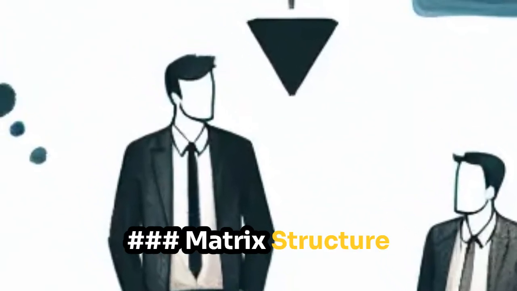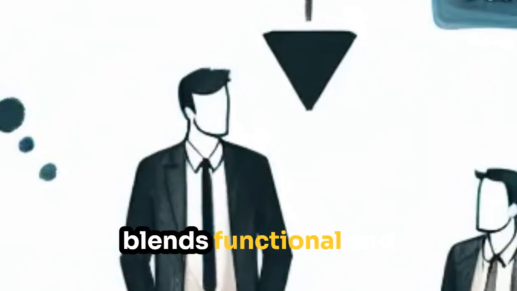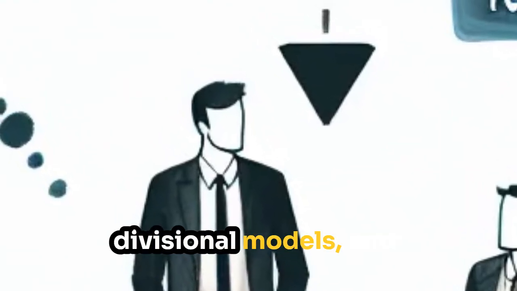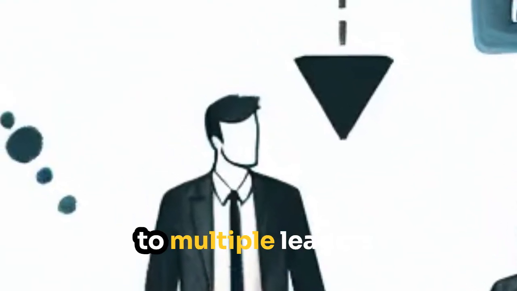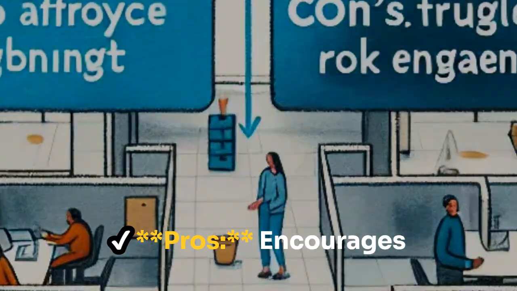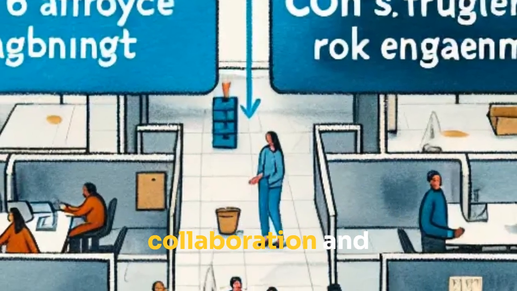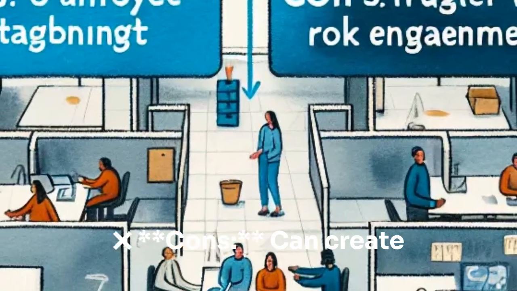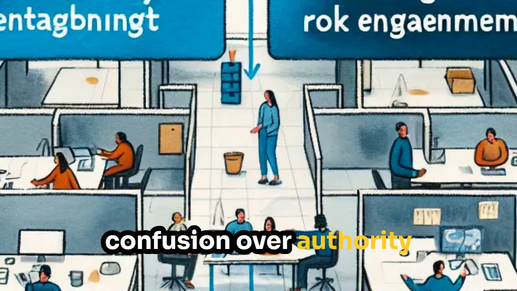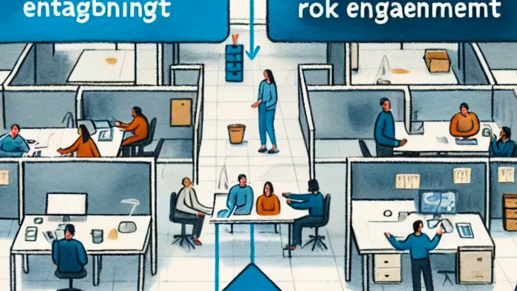Matrix structure. A matrix structure blends functional and divisional models with employees reporting to multiple leaders. Pros: encourages collaboration and resource sharing. Cons: can create confusion over authority and responsibilities.